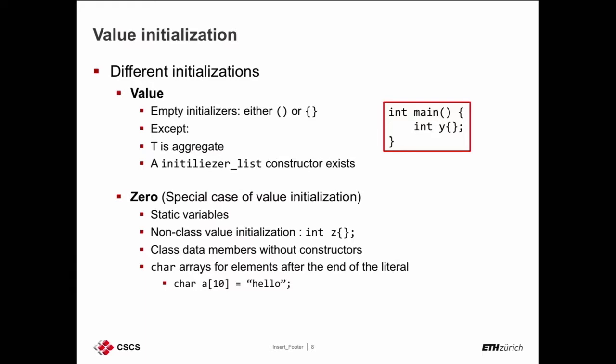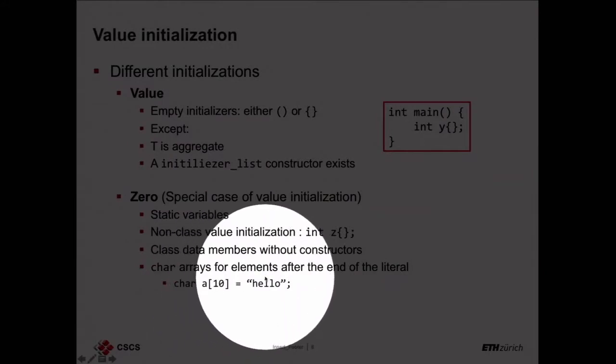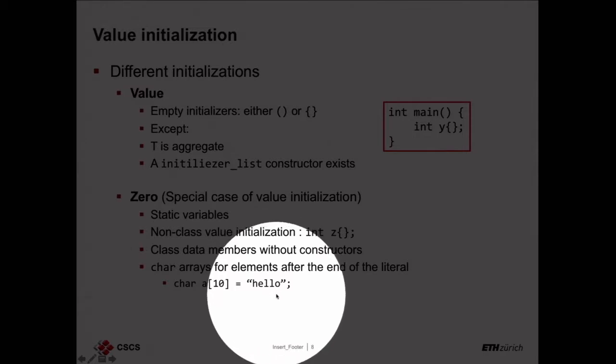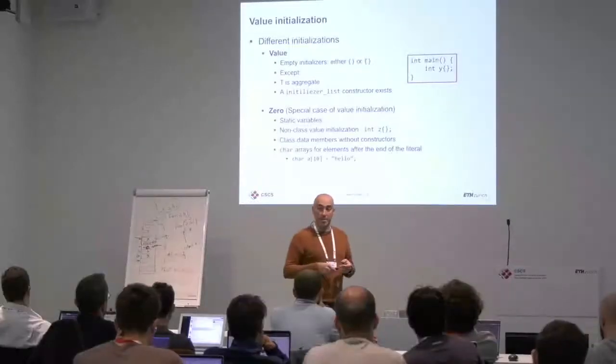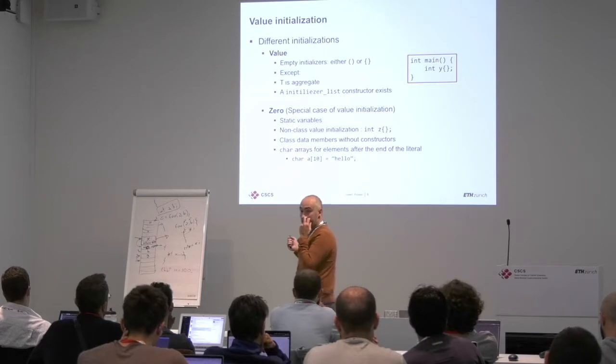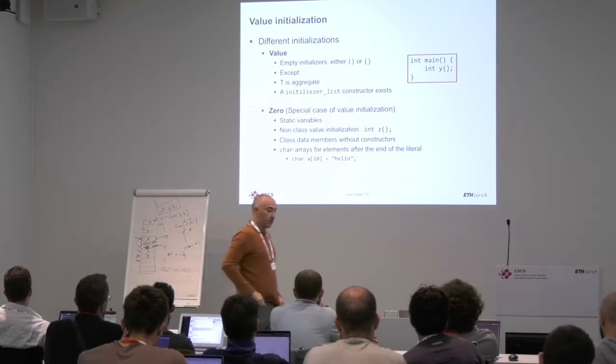The zero initialization happens for static variables and also class data members without constructors. So if my class has a data member which is an integer, it will be initialized with the zero initialization. We'll see examples. And also if I have a char array of 10 and I initialize this to a string, you see only 4 characters are there. The other 6 will be initialized to 0. Now you are guaranteed that this happens. 0 in a C-style string indicates the end of the string.